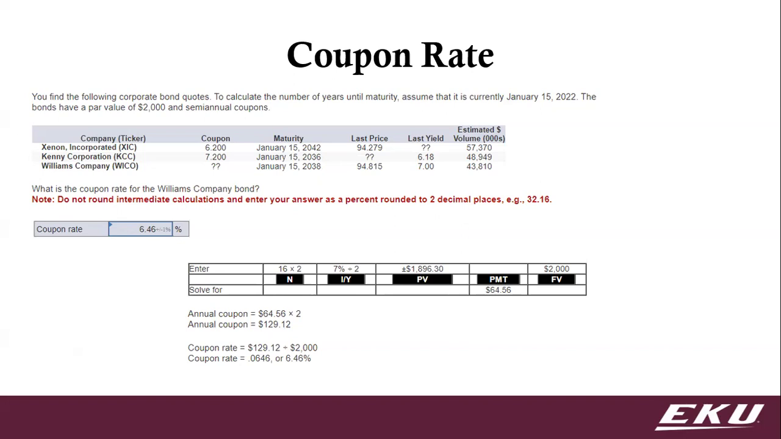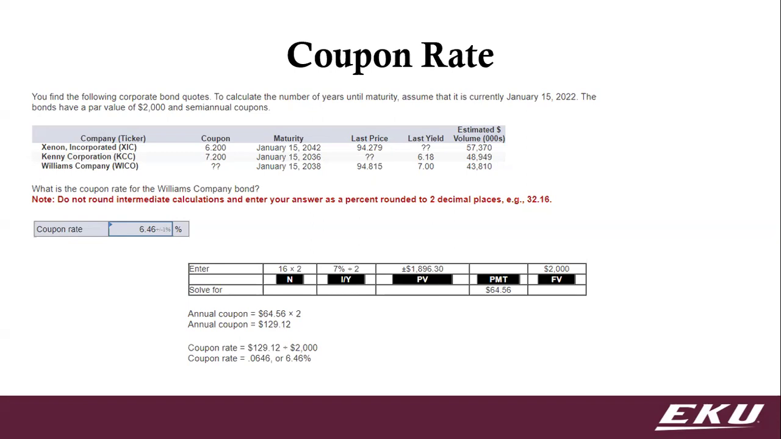Now, we are doing the Williams Company bond in this problem, WICO. If you notice, it says last price 94.815, and you're like, what does that mean? That's the percentage of par. So you would actually say 2,000 times 94.815%, and that gives you the present value. So that's how it told us, but it told us as a percent of par.